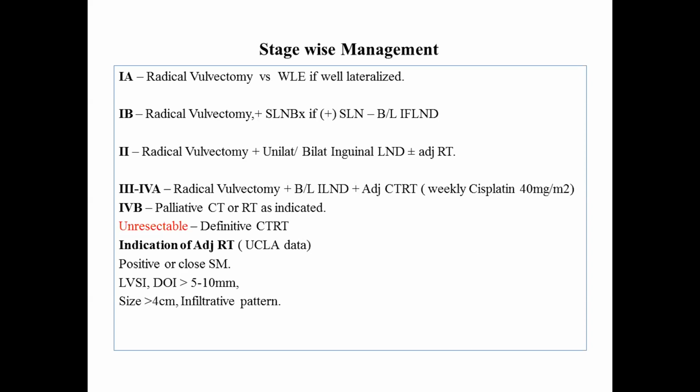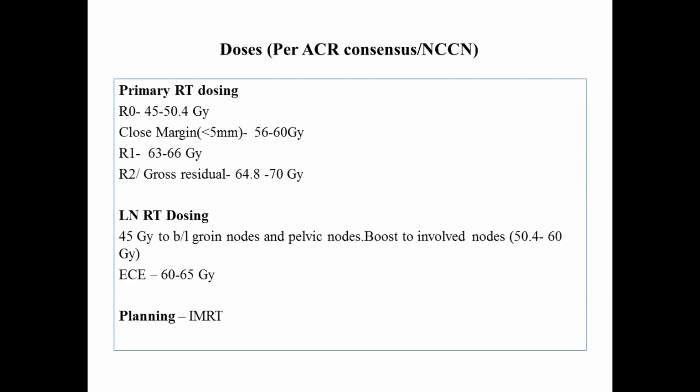Unresectable CA vulva, or vulvar cancer, is treated along the lines of advanced or locally advanced CA cervix, that is definitive CTRT. Now, what are the doses? As per NCCN or the ACR consensus, for primary RT dosing after R0 resection, it is 45 to 50.4 gray. For close margin, it is 56 to 60 gray. For R1 resection, it is 63 to 66 gray. For gross residual or unresectable disease, it is around 64.8 to 70 gray.